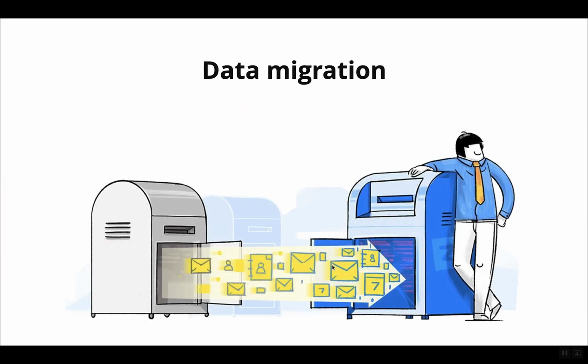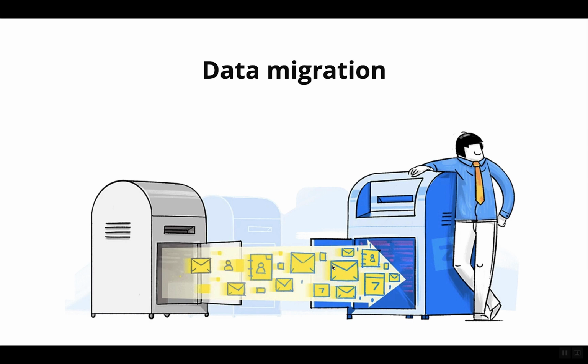One of the simplest solutions to bring the data from your old email service provider to Zoho Mail is using data migration. Zoho Mail offers you a simple to-do migration process from popular email service providers like Google Workspace, Office 365, and Microsoft Exchange. For other services, you can use protocols such as IMAP and POP.